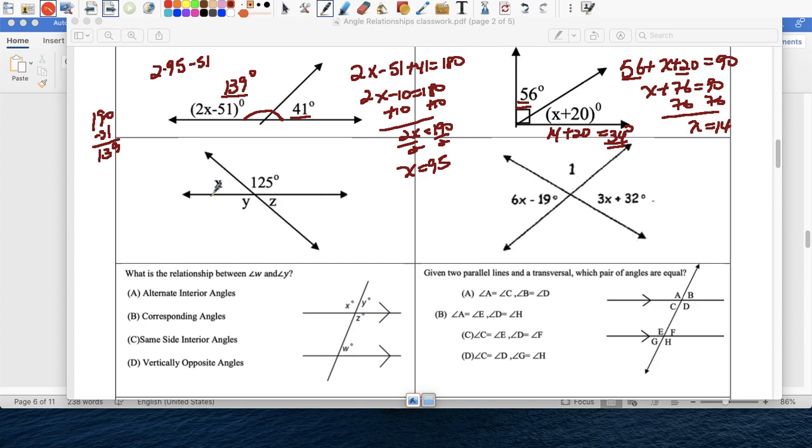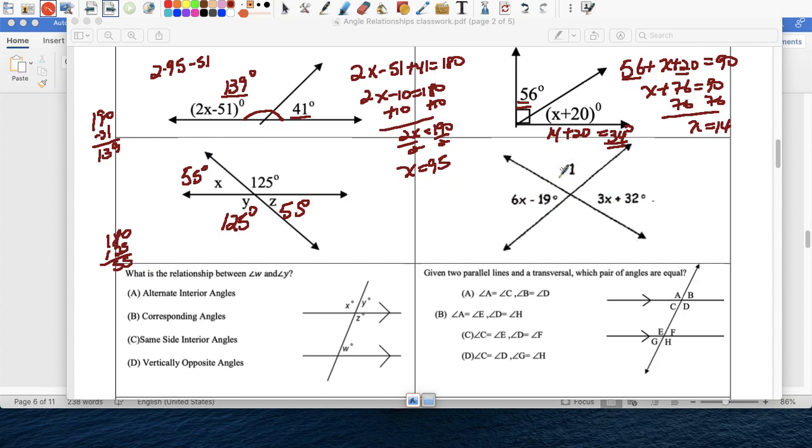Here, you don't have to set up an equation. We just solve it using relationships. Well, this is 125, which means angle y is 125 because they're vertical angles, right? What's the relationship between angle y and z? Angle y and z are supplementary, so if I take 180 and subtract 125, it makes angle z 55. And now that I know angle z, angle x is also 55 because they're vertical angles.